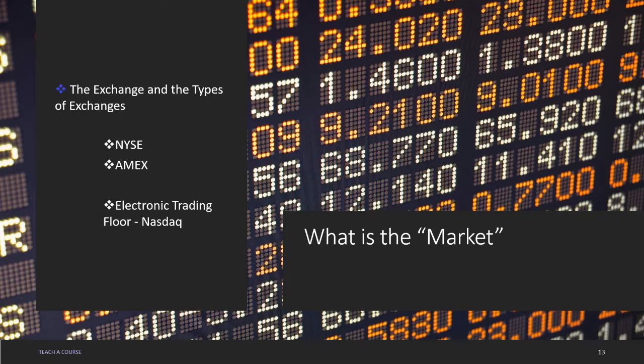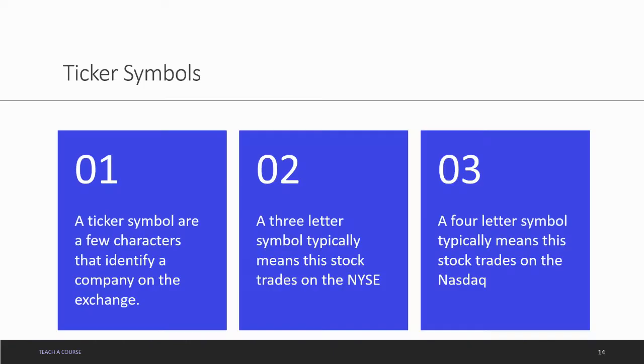There is a third exchange, which is the electronic trading floor, also known as the NASDAQ. A lot of the tech stocks are traded on the NASDAQ. There are also a lot of other companies that aren't necessarily tech companies that are traded on the NASDAQ as well. So when you place a trade, depending on what stock you are buying, will determine which exchange your stock will be coming from.